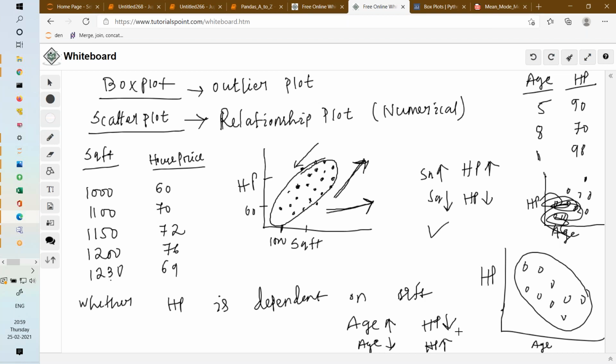So this is called negative relation, this is called positive relation. From the scatter plot, if you see a pattern like this, it is positive correlation. Correlation means relationship between two variables. This is called positively correlated. I will say house price is positively correlated with square feet. In this case, I will say house price is negatively correlated with age.